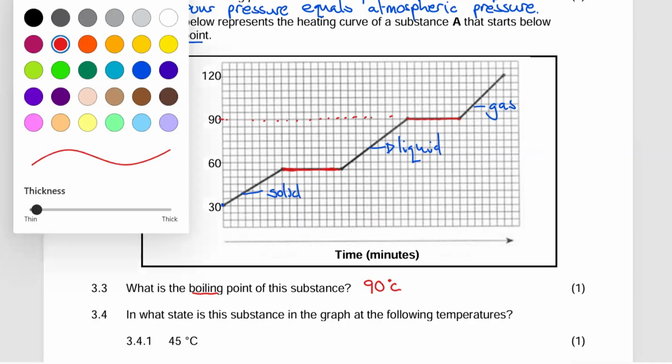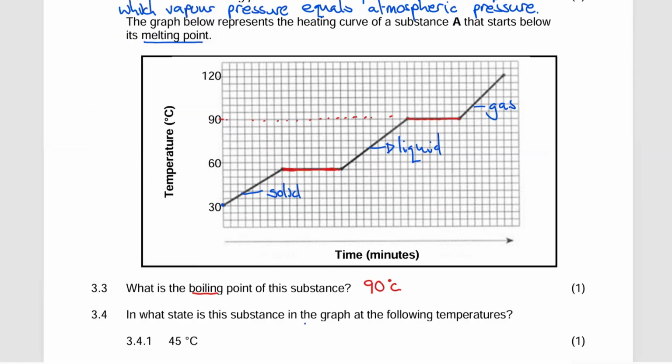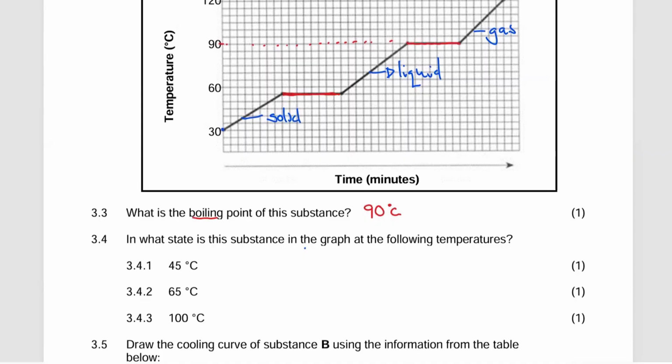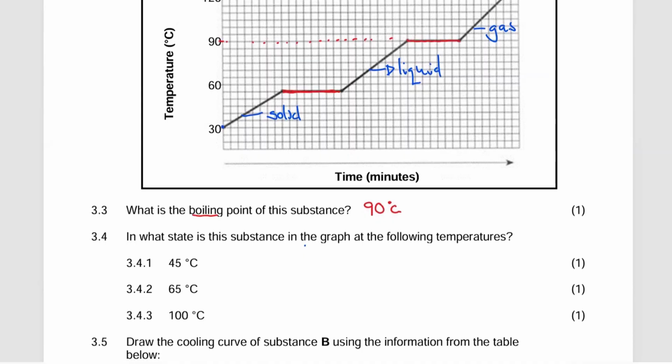Then we proceed to the next question, which reads, in what state is this substance in the graph at the following temperatures? We're given different temperatures and we're supposed to refer to our graph. We're given a temperature of 45 degrees, and I've already indicated it on the graph.